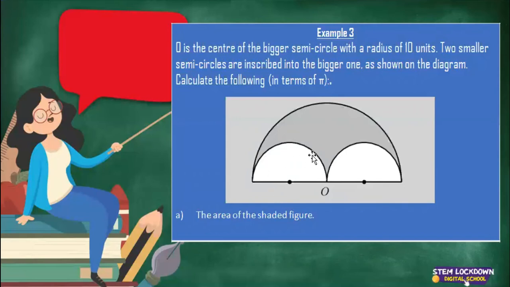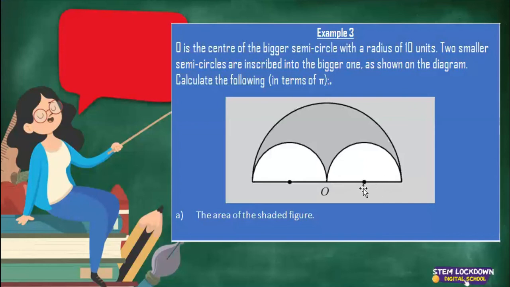And then you need to calculate the area of the small semicircles. What will be the radius for each of the small ones? If the radius of the big circle is 10, that means from here to here is 10, so from here to here will be 5, and here is also 5. So the radius of the small circle, the white part, will be 5.